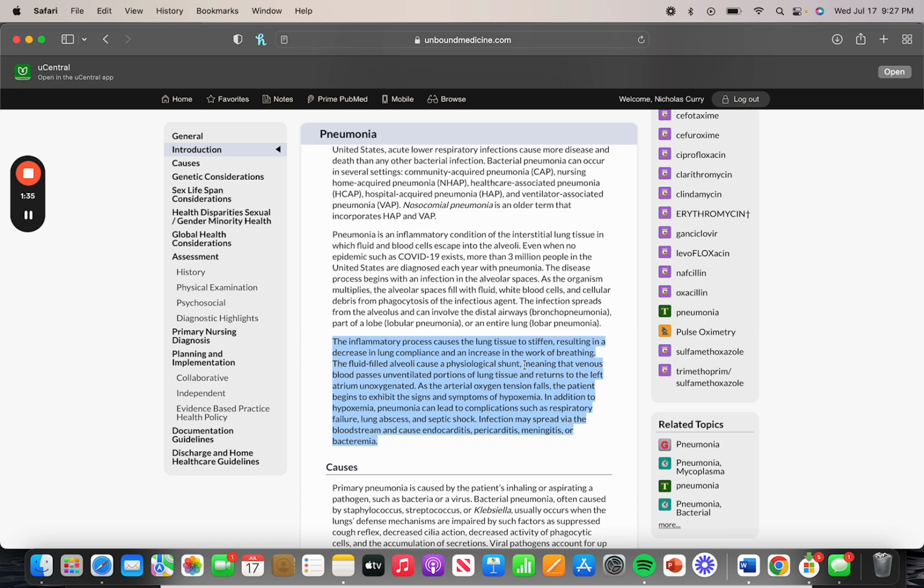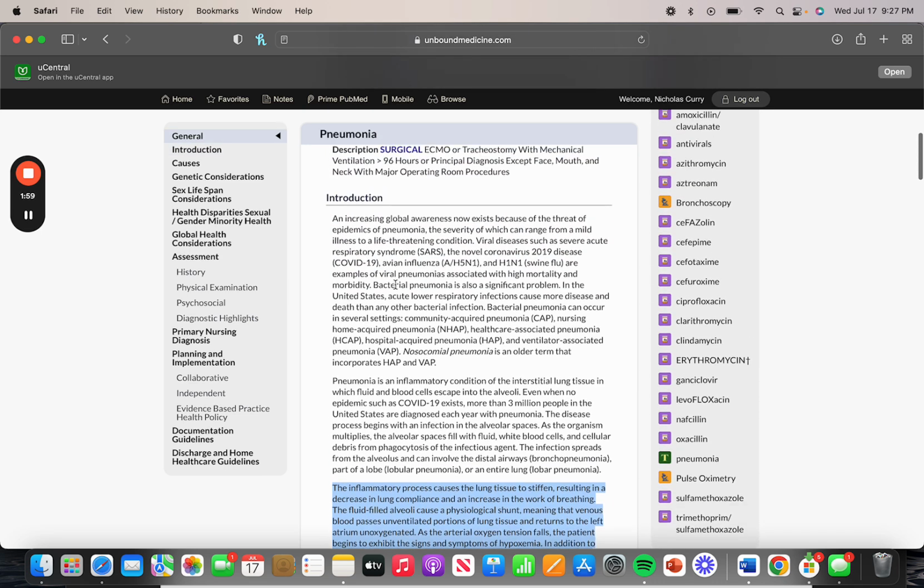When that happens, it means blood is going to pass through the lung and not get any oxygen and return to the heart with no more oxygen. Because of that, your arterial oxygen tension falls, and because of that, the patient begins to exhibit signs of hypoxemia, and so on. So you see what I mean, how it tells a story, this causes this, so on and so forth. And that's how to find it.